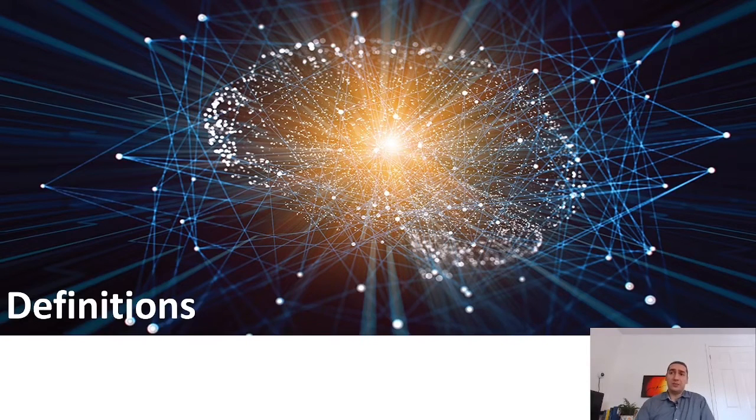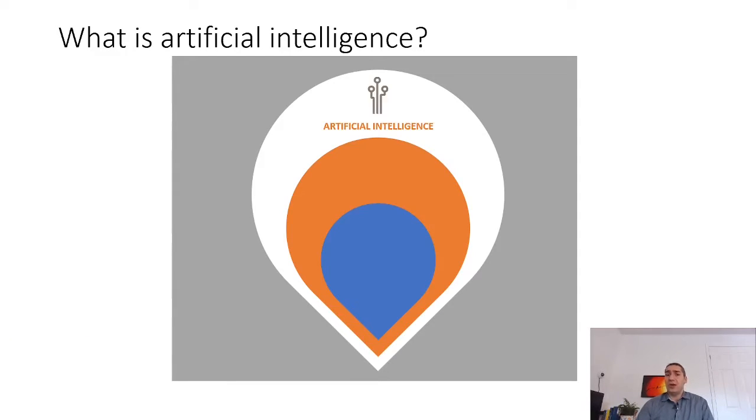So let's look at the main definitions of acronyms. Artificial intelligence is a branch of computer science that studies and develops methods of simulating intelligent behavior in computers. Basically, it tries to mimic human decision making and intelligence in a machine. As simple as that. And this is a wide definition.